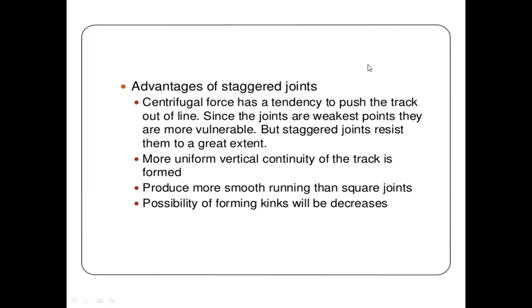So this has more tendency: the centrifugal force of the locomotive has a tendency to push the track out of line if the joint is a square joint. But if the joint is a staggered joint, the centrifugal force cannot push the track out of line as much, because staggered joints resist it to a great extent, since their joints cannot be at the same point on the opposite side.